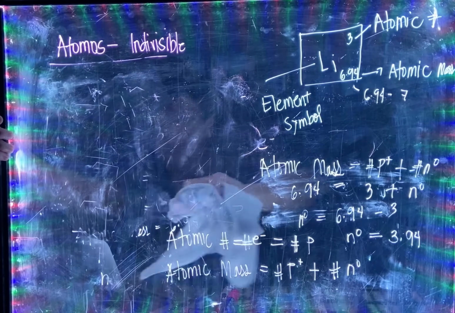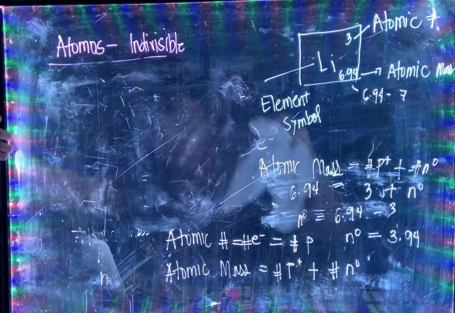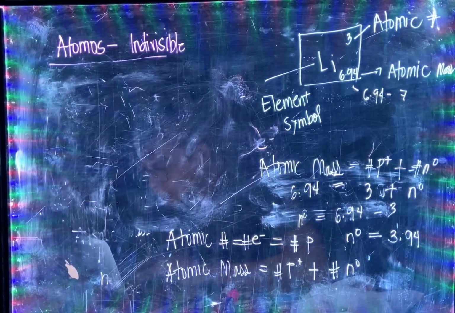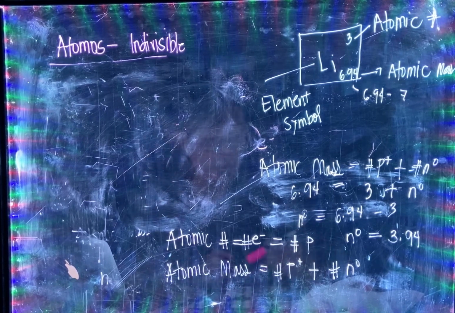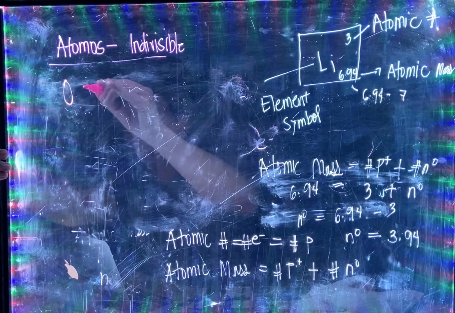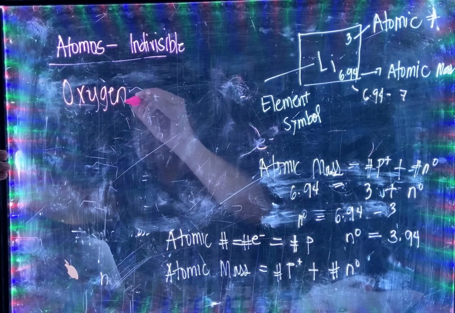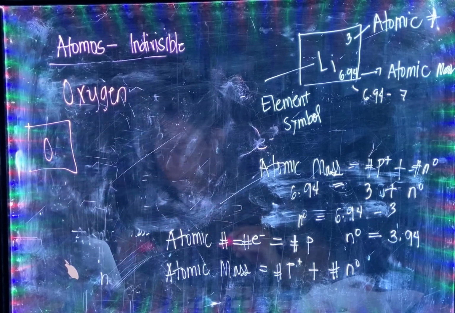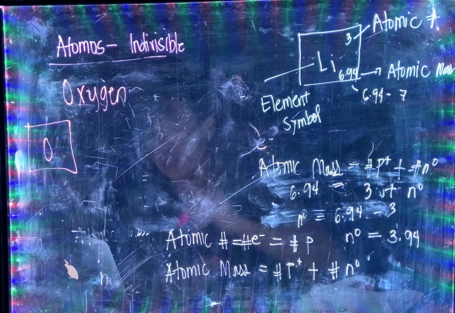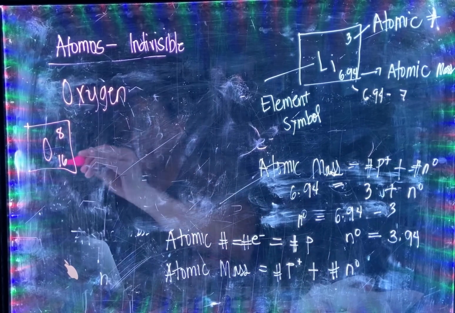Okay. For example, I will give the manganese. Let's try to look for this manganese. So manganese, oxygen na lang para hindi masyadong malayo. Okay, let's try for oxygen. In the periodic table, oxygen has 8 and 16. Right?